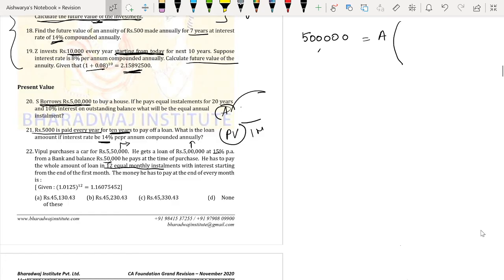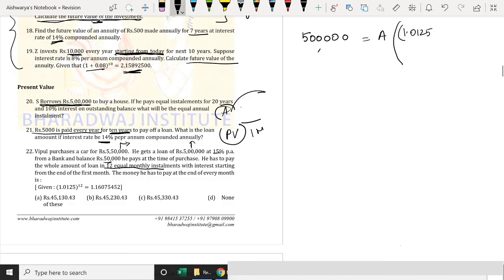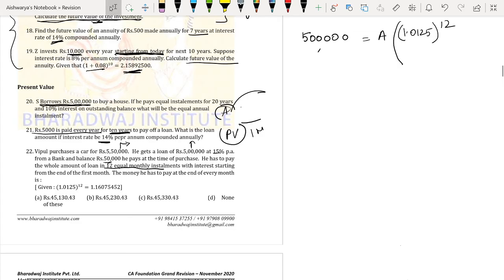15 by 12 on your calculator. 15% is per annum, so per month is 15 by 12, which is 1.25. Divided by 100 is 1.0125. This is the number that you will have. Now whole power 12 because it is paid in 1 year, right? Minus 1 divided by 0.0125 into 1.0125, the whole power 12.